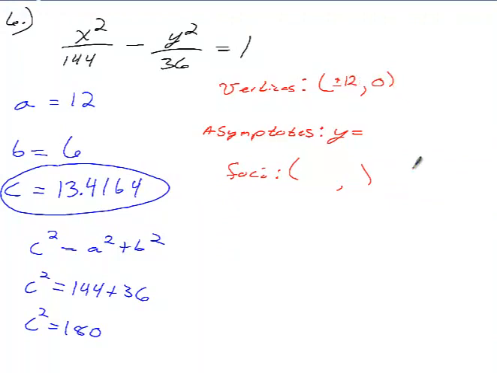My asymptotes are going to be at plus or minus B over A, X, right? But real quick, what's 6 over 12 reduced to? 1 over 2, right? So I'm going to write this as 1 over 2 x. And then my foci are going to be at plus or minus C, 0. Everybody okay with where all this is coming from? Yes or no? So all I'm doing is finding A, B, C, and then plugging it into what the formula tells me to plug into. Alright, and then all I do is plot all my points and then draw the picture.